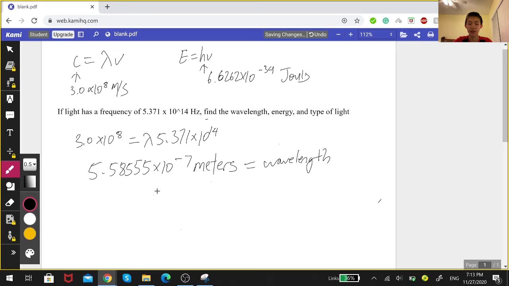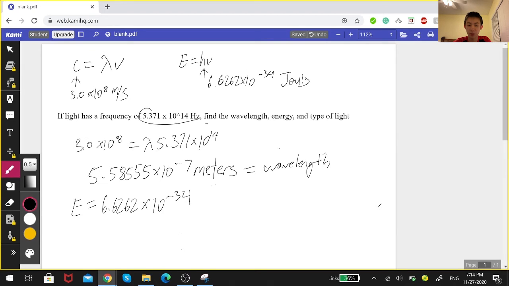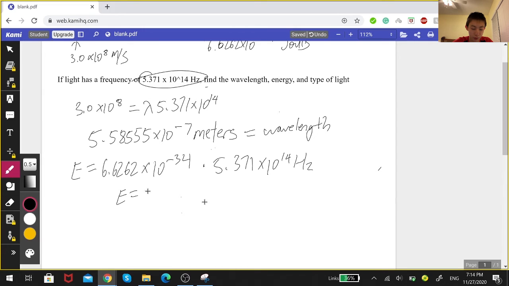Okay, now that we found the wavelength, it's time for us to find the energy. Energy is equal to h, 6.6262 times 10 to negative 34 times frequency. We found the wavelength, but we don't need that. It gave us a frequency already, so we're going to use that. 5.371 times 10 to the 14th Hz. So 6.6262 e to negative 34 times 5.371 e to the positive 14th, and that gives us E is equal to 3.5589 times 10 to the negative 19 joules.